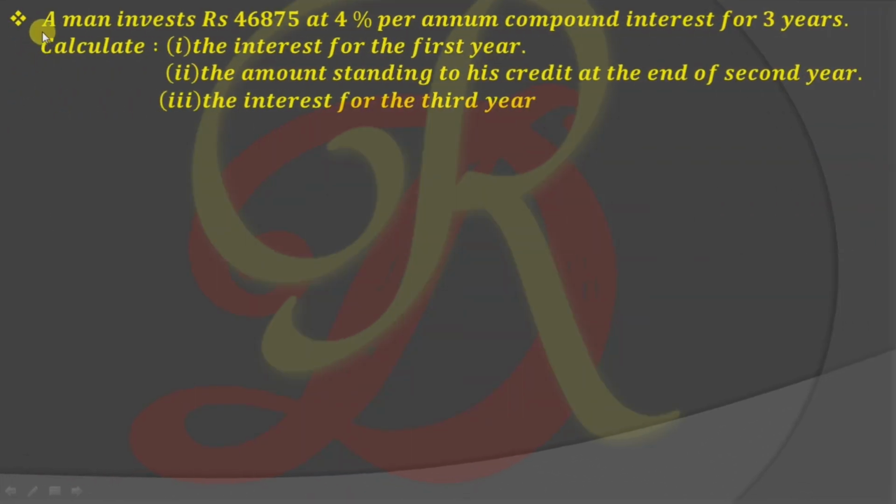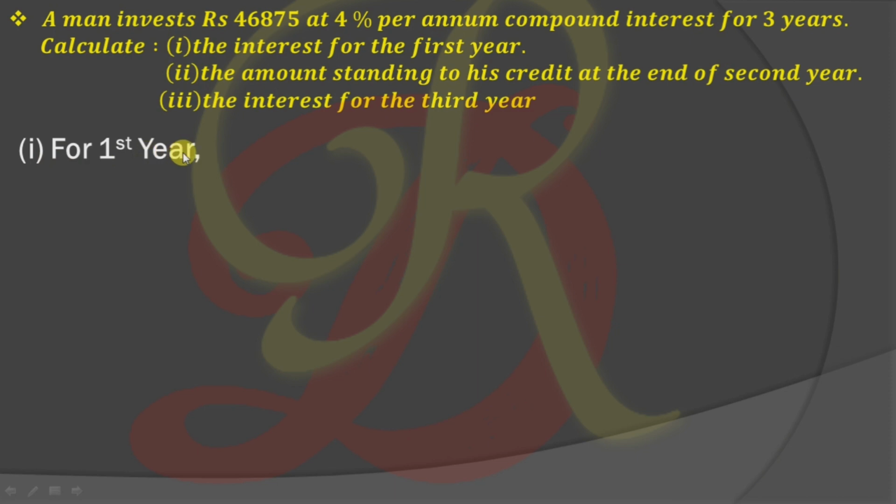Now next problem. A man invests rupees 46,875 at 4% per annum compound interest for 3 years. Number 1, calculate the interest for the first year. Number 2, the amount standing to his credit at the end of the second year. And number 3, the interest for the third year. We will solve the sub-questions one by one. First I need to find the interest for the first year. So for that we'll solve like this.